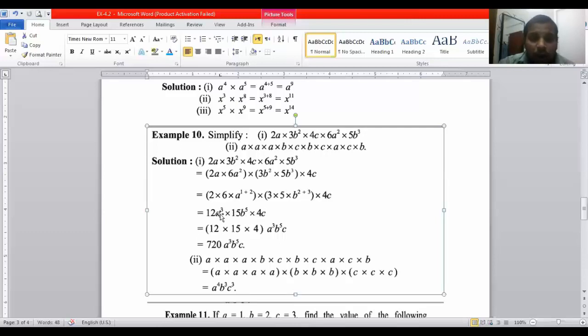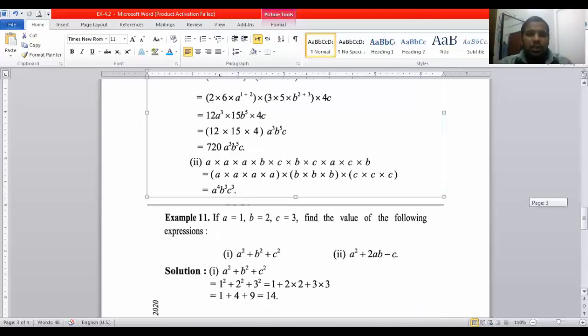We cannot add the powers because the bases, it is a and it is b and it is c, are different bases. That's why you cannot add the powers. But we can multiply the numerical constants, that means the numbers 12, 15 and 4, and we have to write them accordingly: a cube, b to the power 5 and c. So 12 into 15 into 4 is 720. a cube b to the power 5 c. You have to understand number 2.